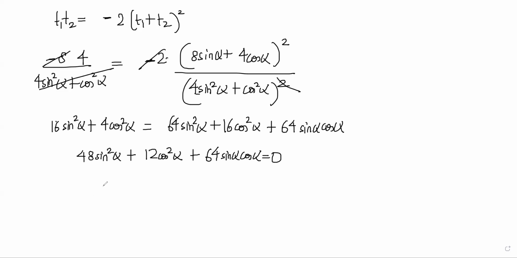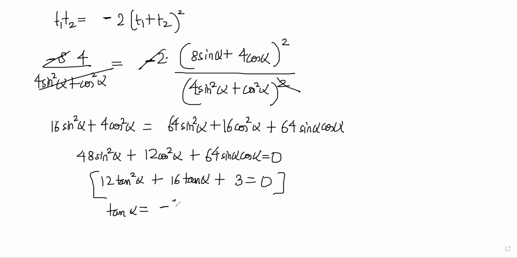Dividing by cos square alpha, you get an equation in tan. Once you cancel 4, you get 12 tan square alpha plus 16 tan alpha plus 3 is equal to 0. This is the equation you get when you divide every term by 4 cos square alpha, right? So from here we can deduce that tan alpha is equal to minus 4 plus minus root 7 by 6, and therefore you get two different slopes.